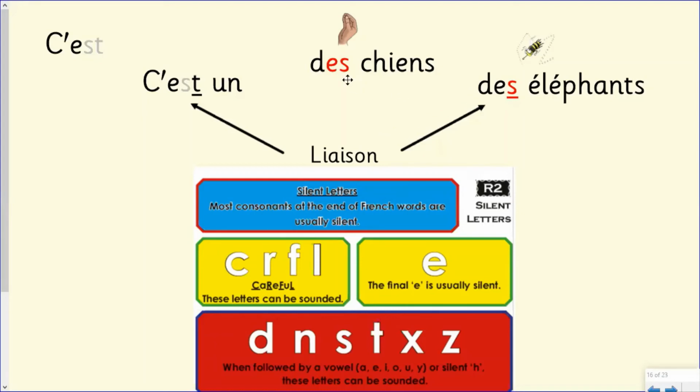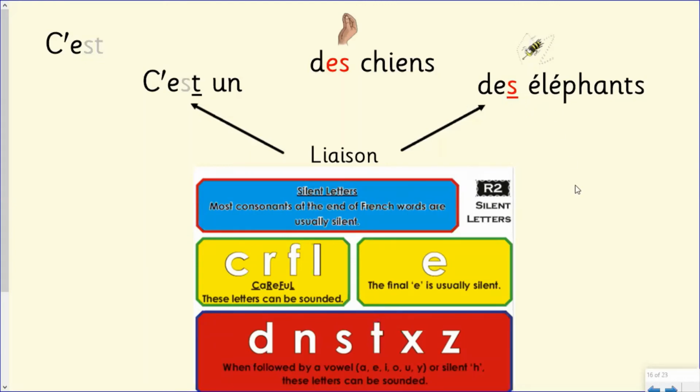The same with des chiens by itself. E would be the hand action for es on the end of a word. But when the word that follows begins with a vowel, as in éléphant, then that S will now be making the buzzy B sound in the liaison des éléphants, and I would underline it and put the little buzzy bee picture above.